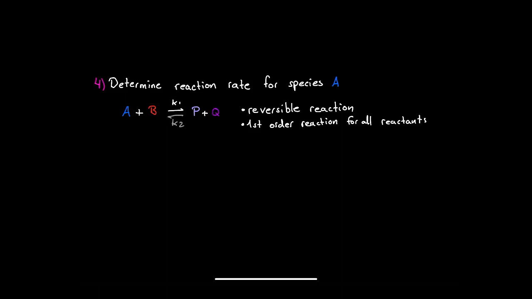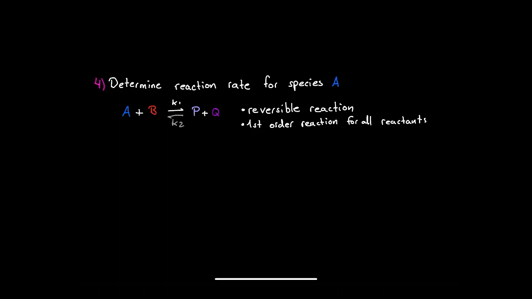Good morning, champs. In this task, we need to determine the reaction rate for the species A. The task gives us a reversible reaction. So what this means is that the reaction will take place from left to right, as well as from right to left. On one side, the species A and B are the reactants, which react with the rate constant K1 to the products P and Q.